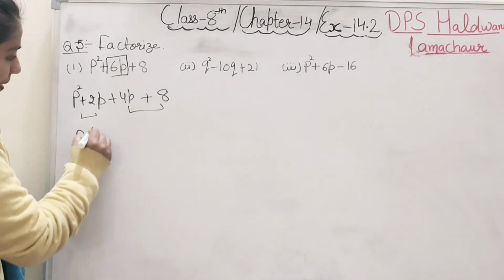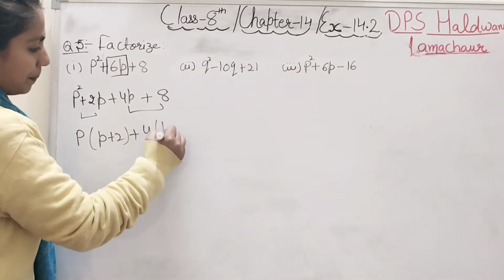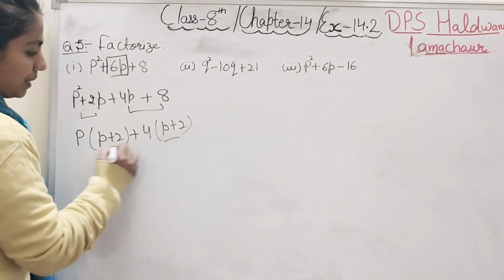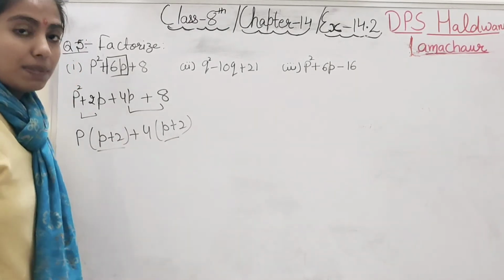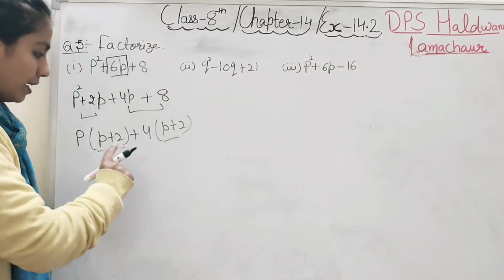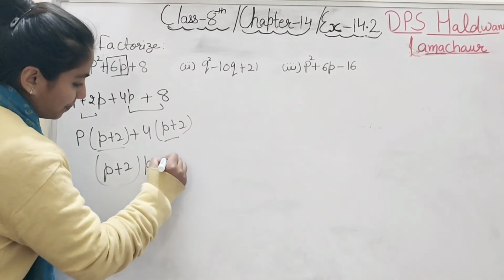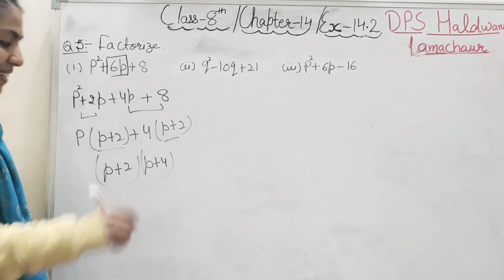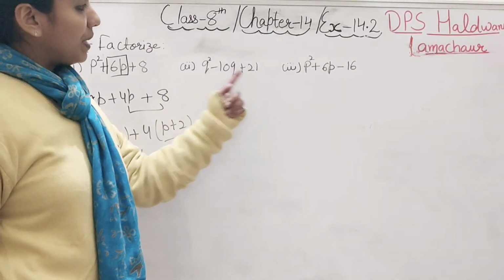p is common, p plus 2, and from here 4 is common, p plus 2. See, 2 terms are the same. Always this should be the same. Again and again I am saying, then only your answer is correct. So the answer is p plus 2 and p plus 4. Got it, student? Coming to our second part, q square minus 10q plus 21.